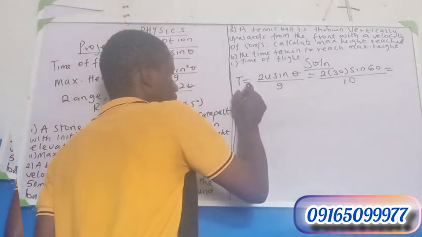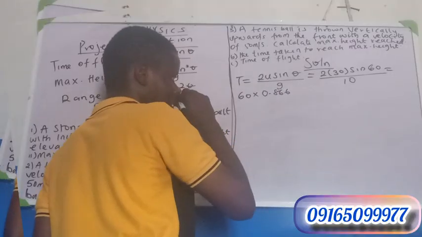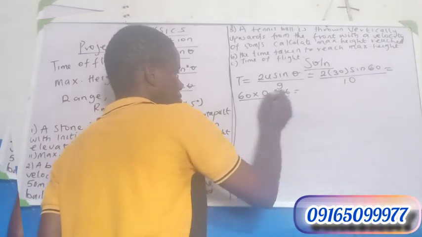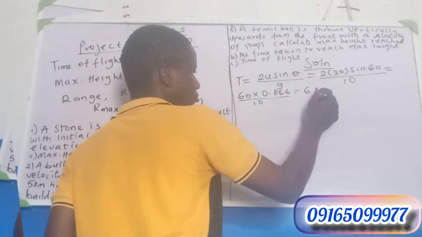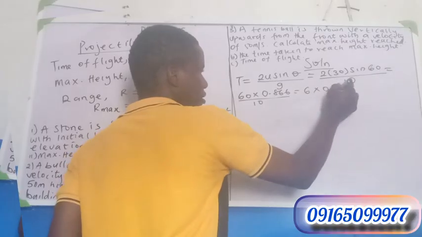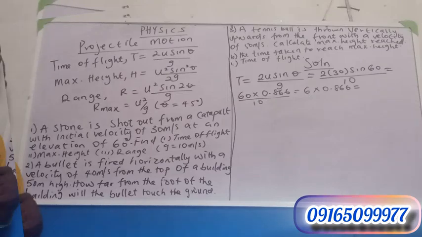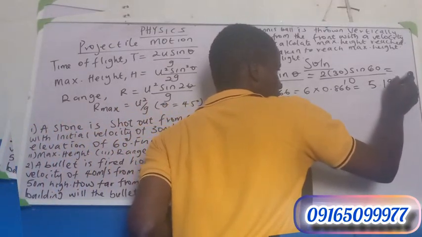We have 60, and sine 60 is 0.866, divided by 10. I'm going to have 6 times 0.866. What is that going to be? 6 times 0.866 gives us 5.196.